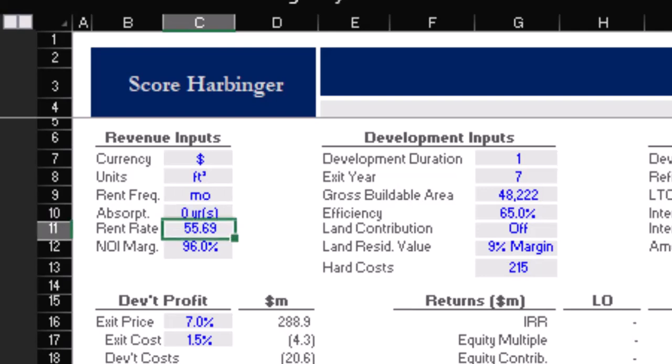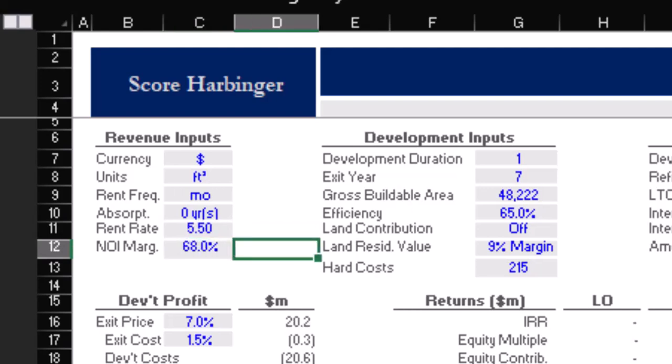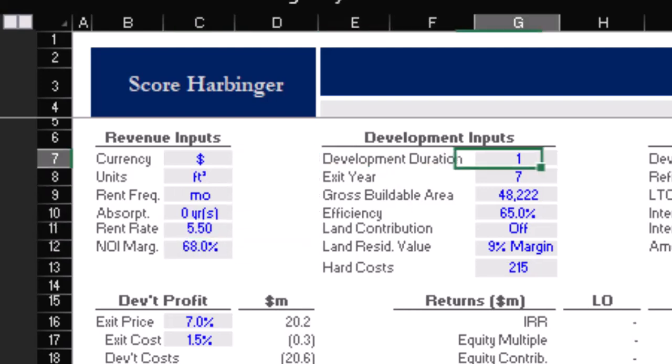Let's assume that upon development completion, the rent we could achieve equals $5.5 per square foot per month, with an NOI margin of 68%. Let's populate now our development units. We'll assume it would take us 3 years to develop this property from land acquisition or contribution all the way to development completion. Let's estimate we would sell the property at the end of year 7, which would imply a 4-year rental period. By the way, in this model, the exit year must be greater than the development duration.